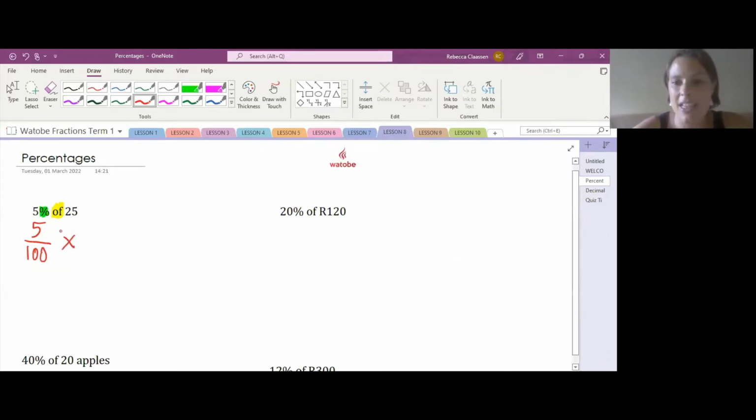Seeing as Popelo's on a roll, I'm going to ask Popelo one more question. How do we write the 25 as a fraction? 25 over 1. Excellent. Thank you very much, Popelo. So now it's just an "of" sum.